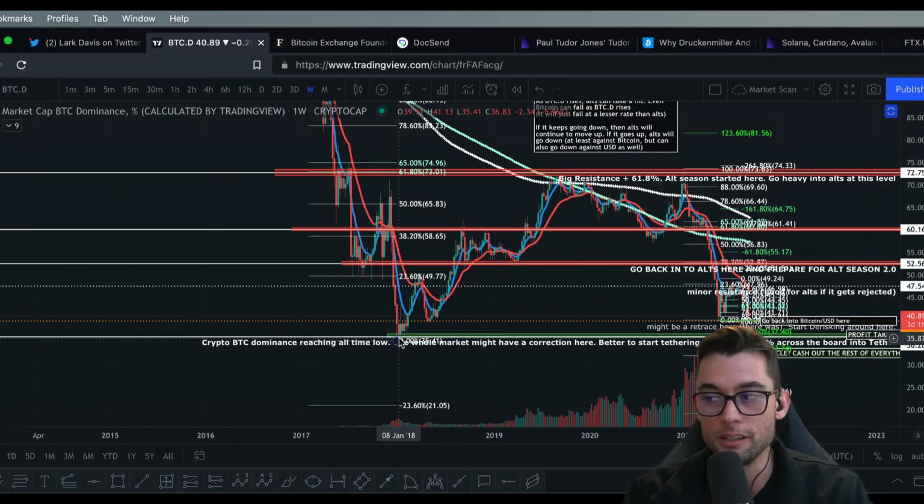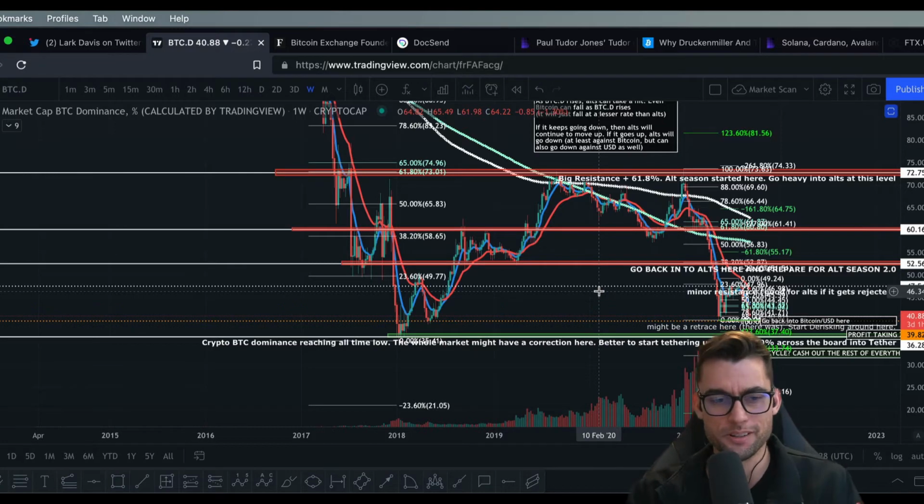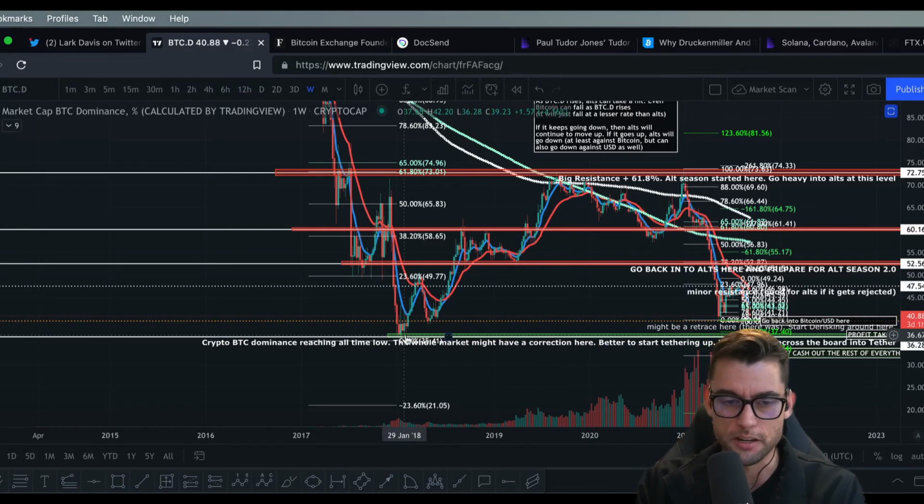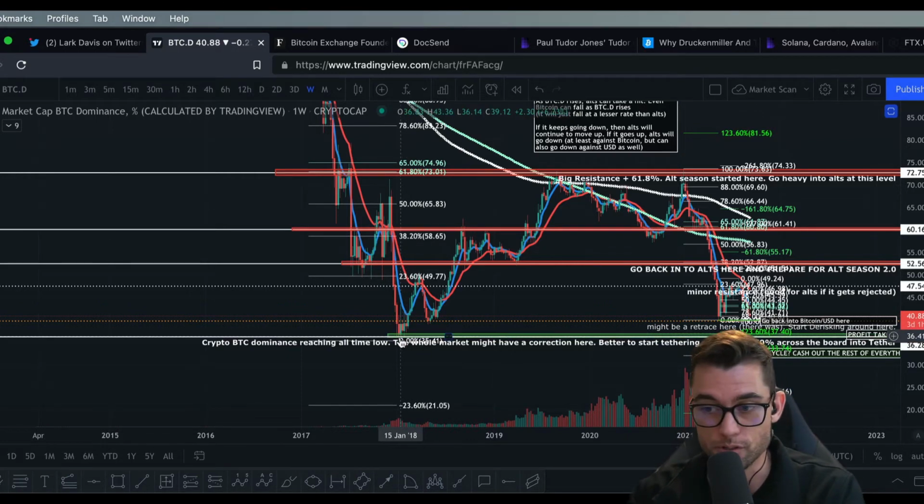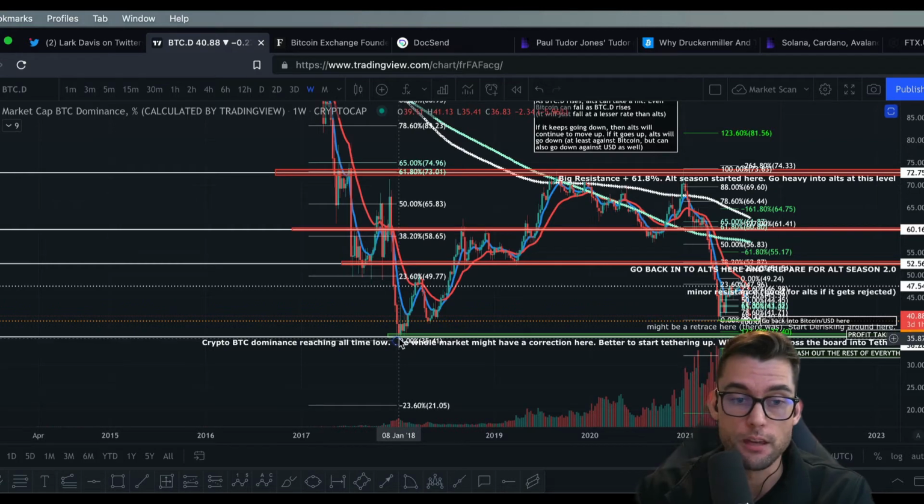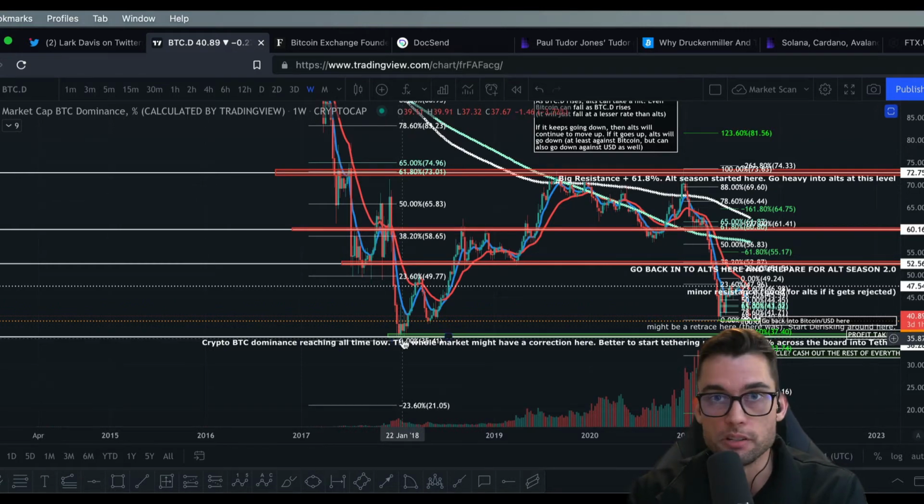So that means that only about 65% or so of the entire market was comprised of altcoins. When Bitcoin came all the way down here, Bitcoin was only at 35%. And then, of course, that was the bottom, January 2018.